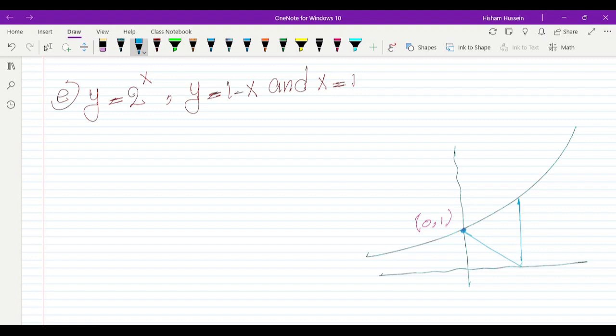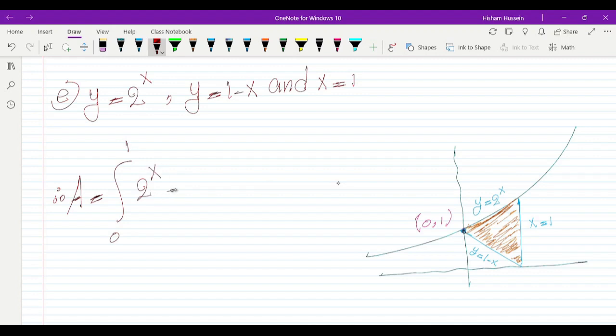So here we have y equals 2 to the power x. Here we have y equals 1 minus x. And here we have x equals 1. So the upper curve here is 2 to the power x. This is the upper curve. The lower curve is 1 minus x. So the area will be the integration from the minimum x, which is 0, to the maximum x, which is 1, of the upper curve 2 to the power x minus the lower curve 1 minus x, dx.